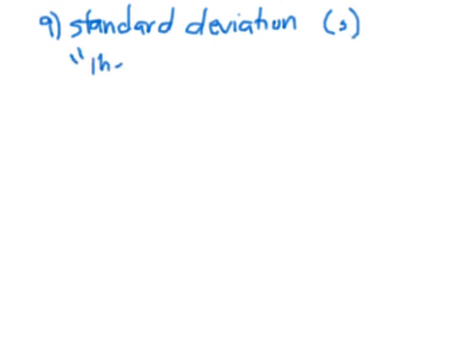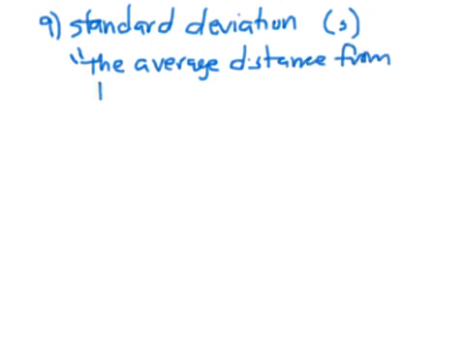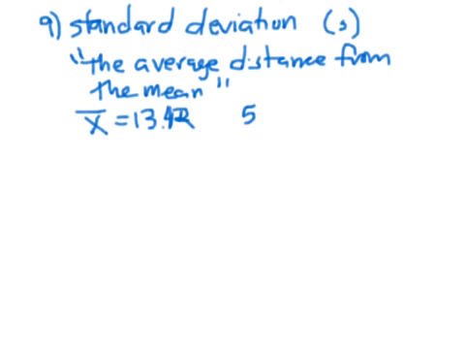It means the average distance from the mean. Now what does that mean? We calculated before that the mean of these numbers was 13.42. Well, think about our first number was 5. Well, how far away is 5 from 13.42? Well, its distance is 8.42, right?